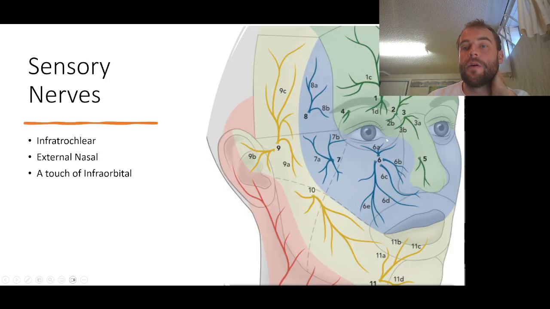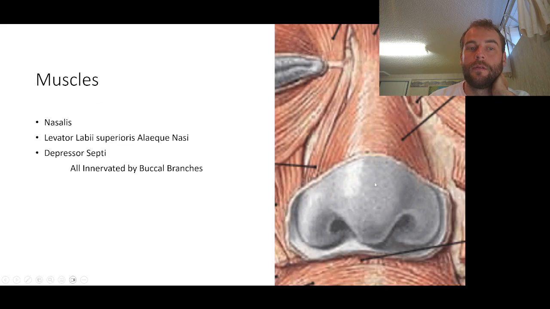Sensory nerves of the nose, it's going to be V1 and V2. So you're going to have your infratrochlear, external nasal, and infraorbital giving you your nose. Muscles around the nose, you have a nasalis, which kind of wraps around it. And then down here is the depressor septi, so this kind of pulls a little bit on the nose. And then you have your levator labii superioris alaeque nasi. This runs along the nose down to the lips.